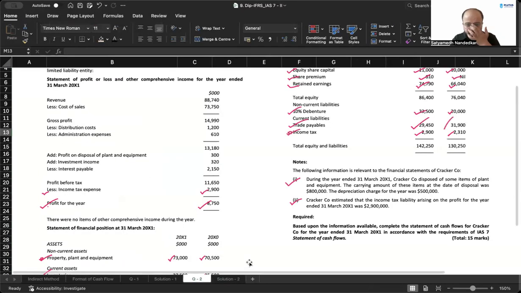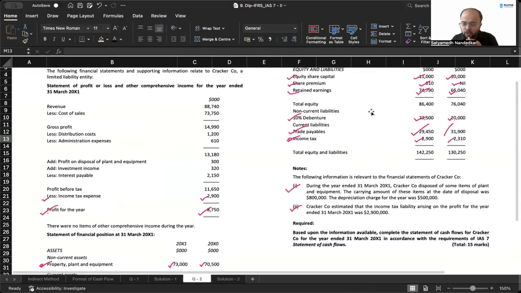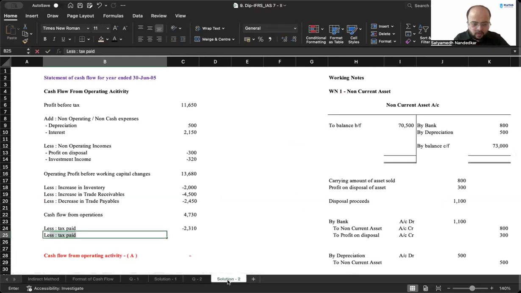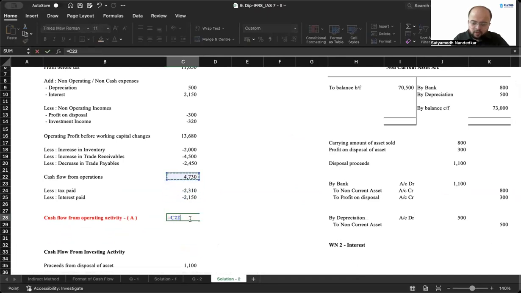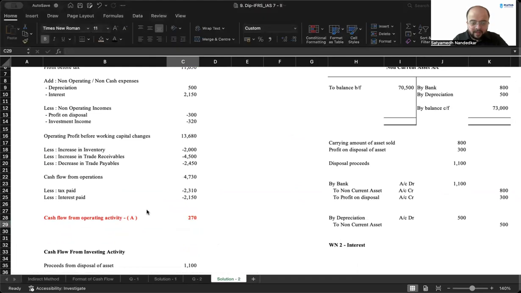See, had there been any interest payable, it would have shown on the liability side of balance sheet, but you don't see any interest payable. That means this entire amount has been paid. So, less interest paid minus 2,150. Okay, and now you will get your cash flow from operating activity, which is 270.